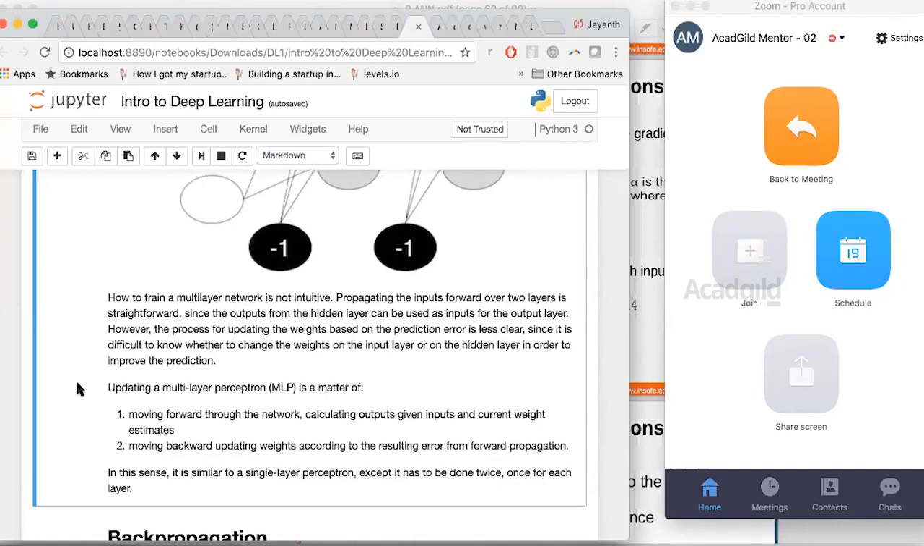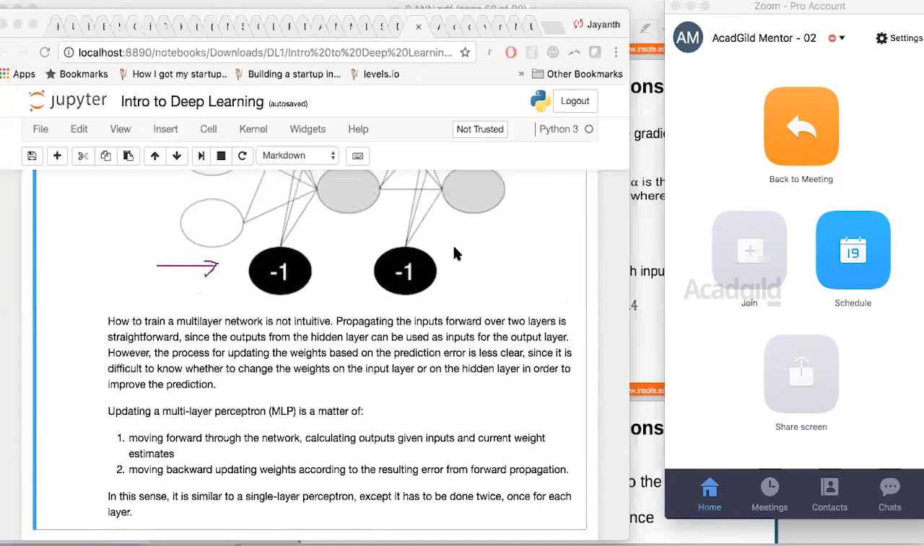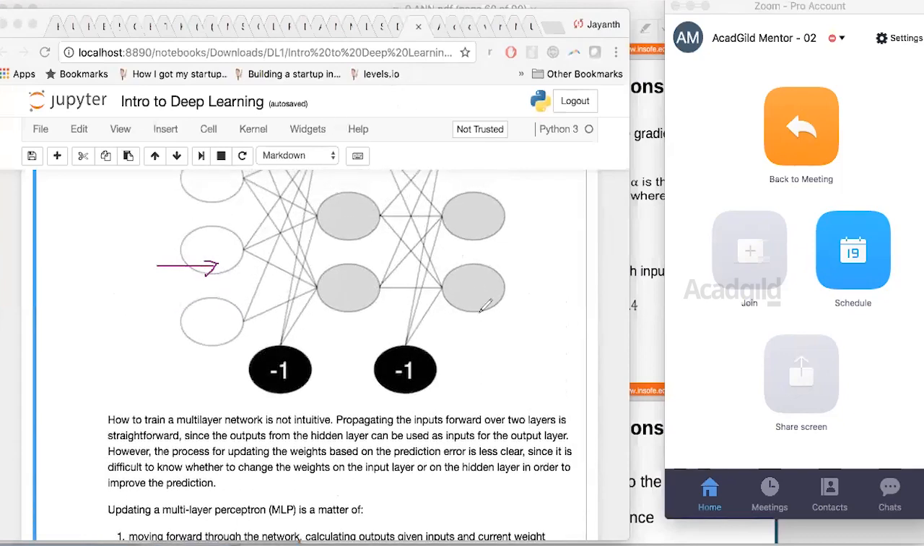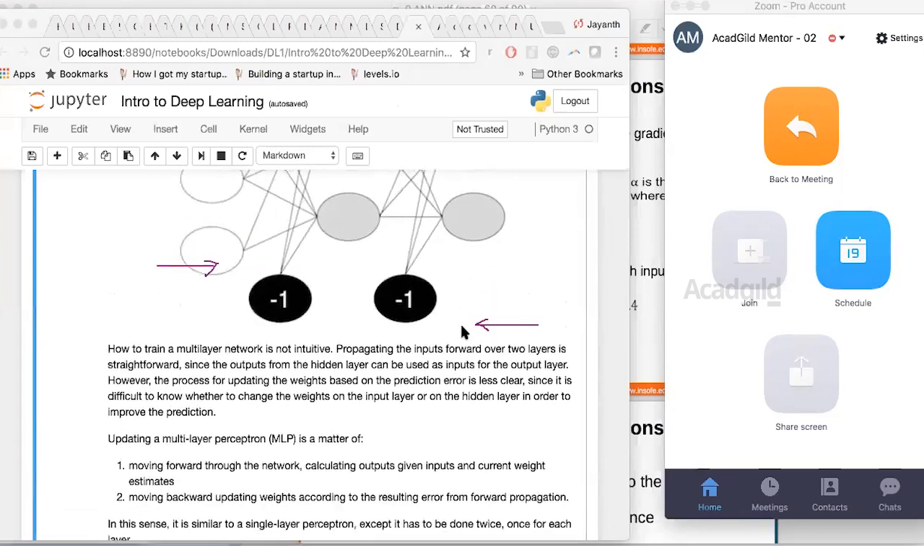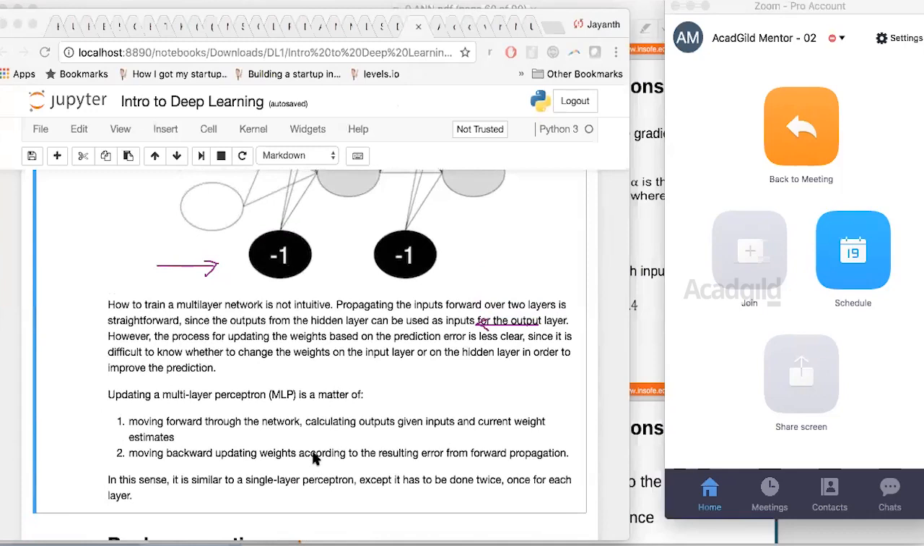Similar to how you update the weights in a single layer perceptron, that can be extrapolated to a multi-layer perceptron. There are two steps. One is you move forward through the network, in this direction. That's moving forward. Calculate the outputs given the weights and update the current weight estimates. Another way to do the same problem is you move backward from the output error and update the weights. So these are two ways to go about an MLP.